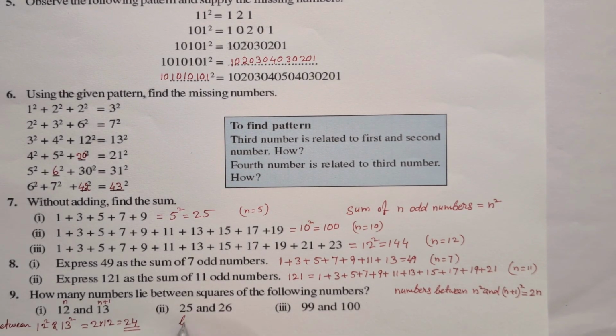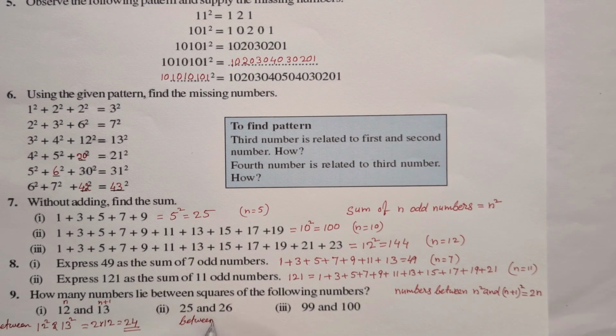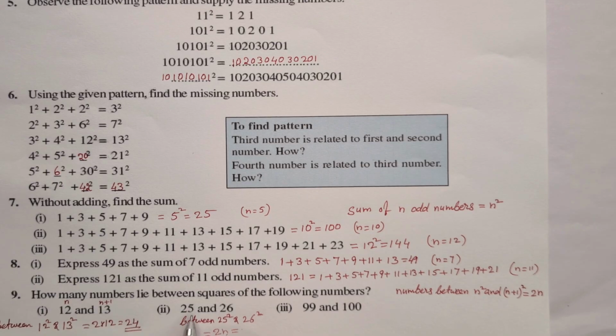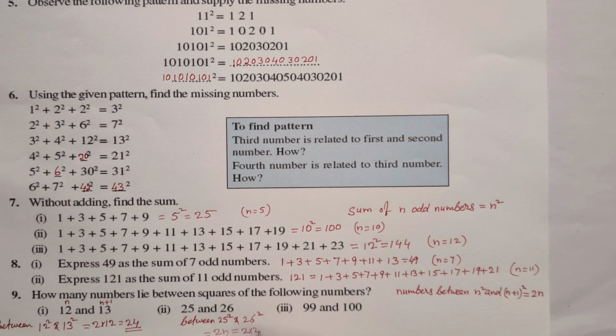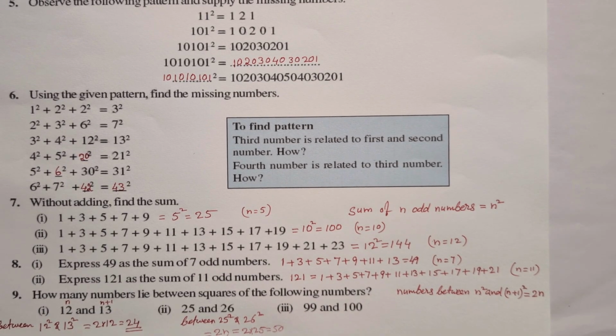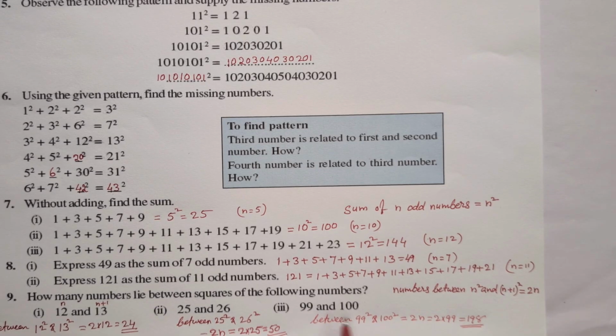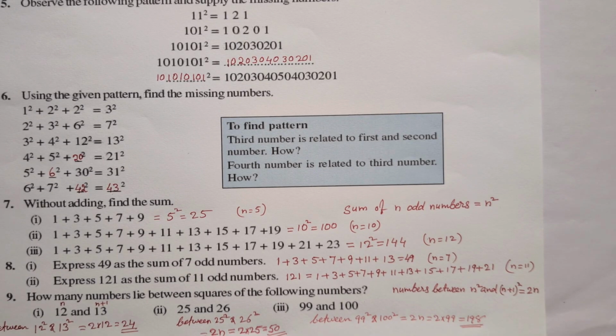Here between the squares 25 square and 26 square is equal to 2n. 2n means 2 into 25, which is equal to 50. Between 99 square and 100 square, that is 2n, 2 times the first number, is equal to 198. So 198 numbers will be there in between 99 square and 100 square.